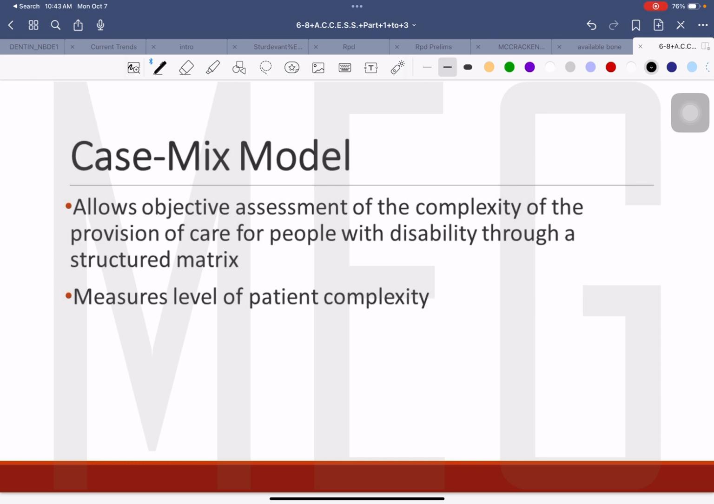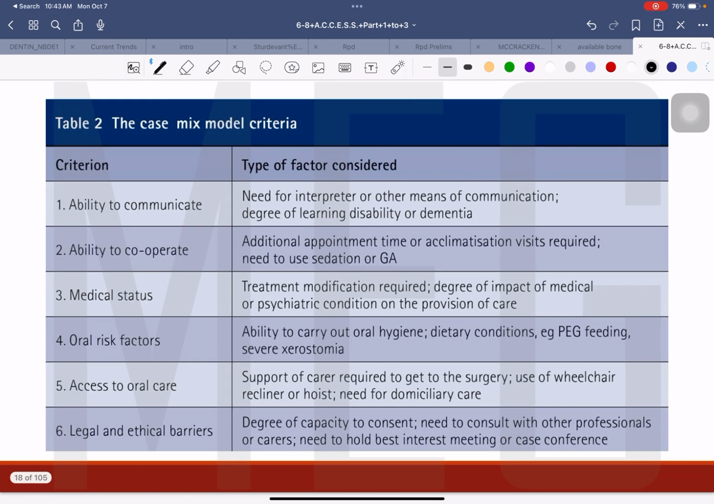The type of factor that is considered: you have to know if they need interpreters or other means of communication, or the degree of learning disability or dementia. Remember, we are not only dealing with pediatrics, but also with adolescent, middle-aged, and especially geriatric patients. Mostly, special care dentistry is more focused on after adolescence. Why? Because pediatrics covers developmental disabilities from birth until adolescence. Then after adolescence, who will take care of them? These are your special care dentists.